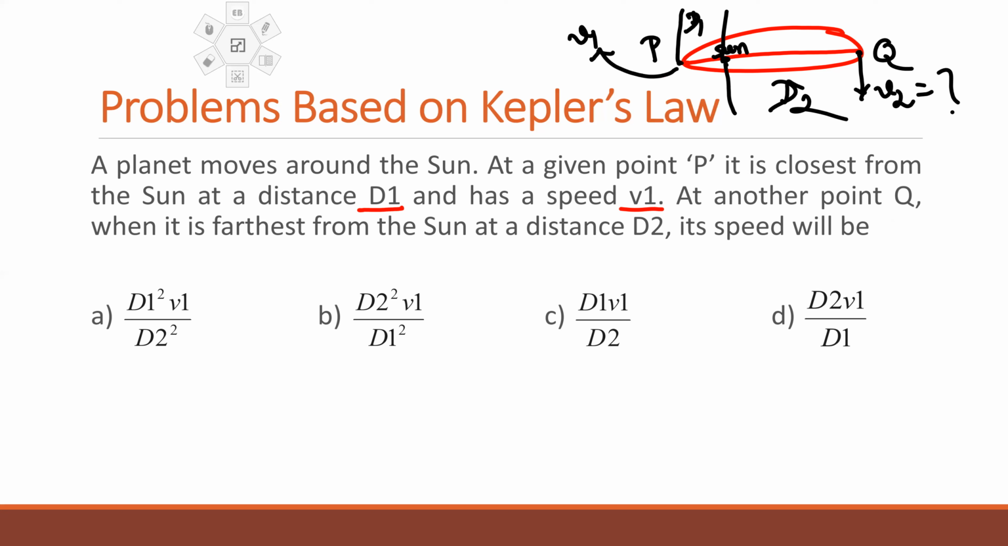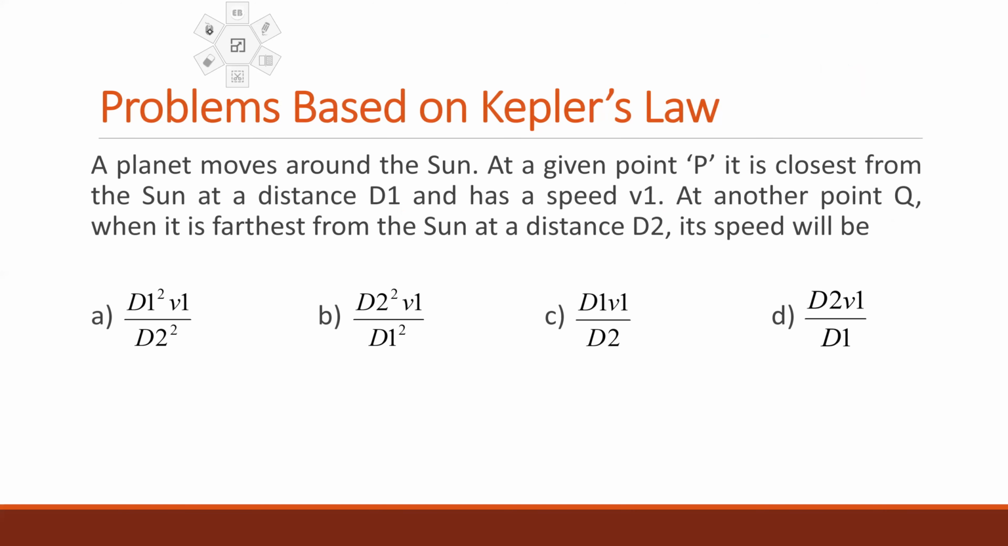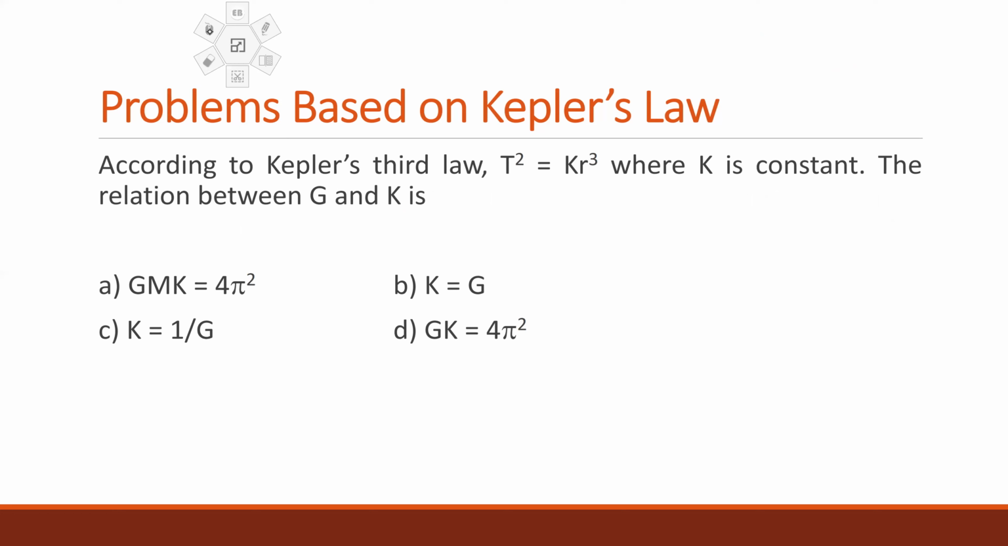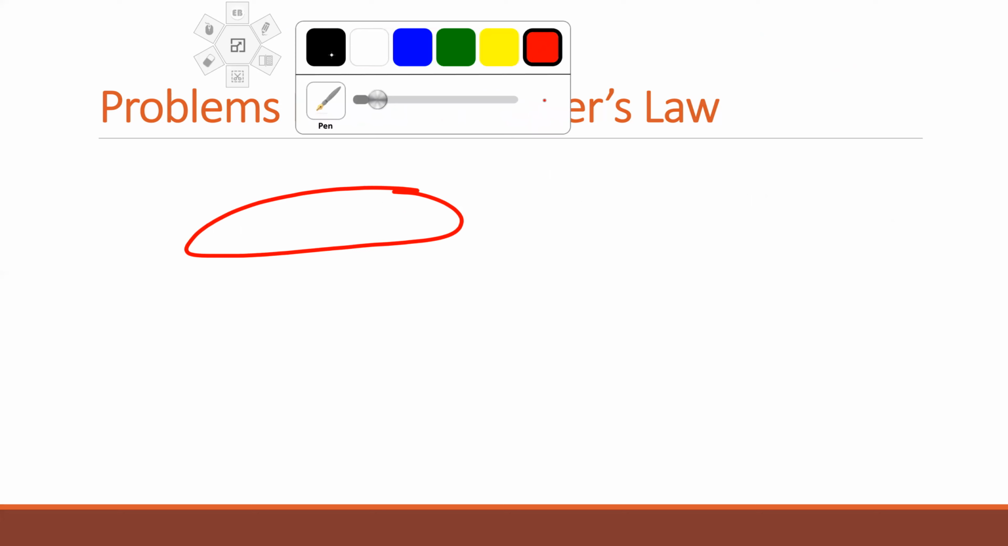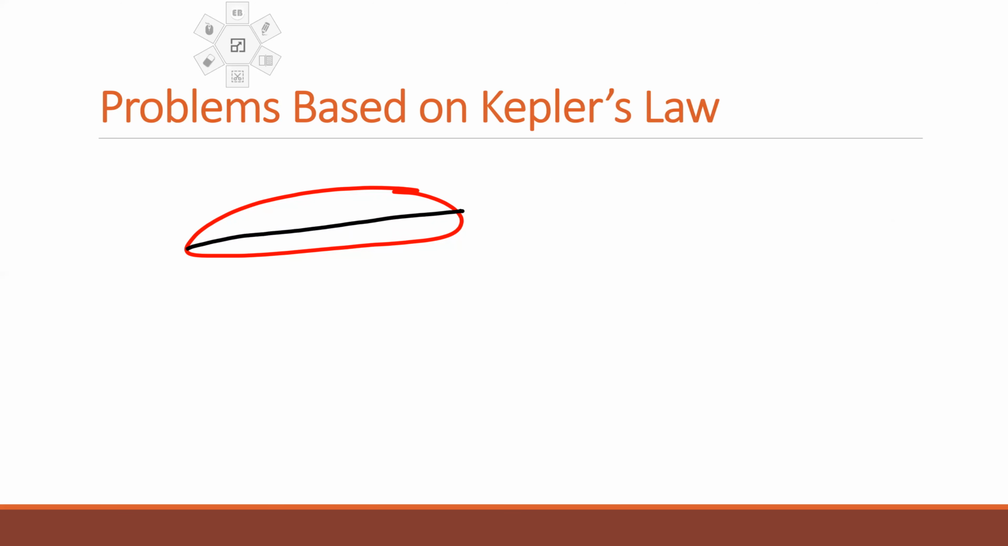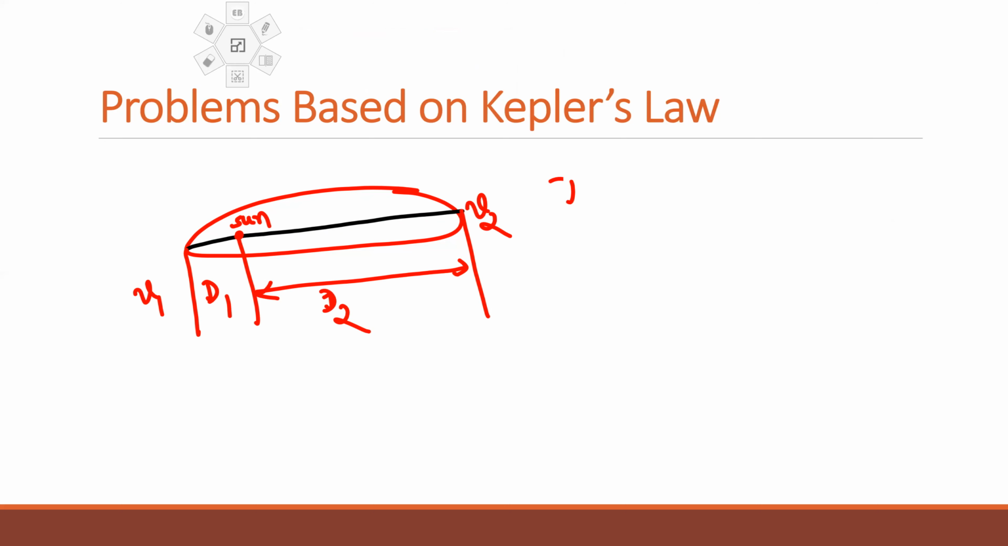Just think. I have to use the law of conservation of momentum. So can I use this? I'll draw the diagram once again. This is the Sun. Here, this distance is D1, velocity is V1, and this distance is D2, and velocity is V2. So can I use the formula D1 V1 equal to D2 into V2? Just like R1 V1 equal to R2 into V2.